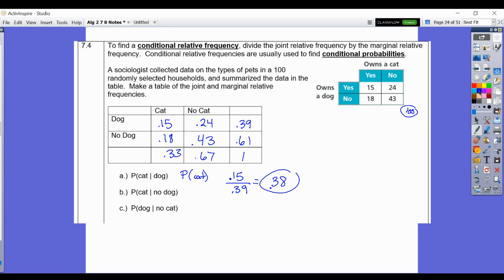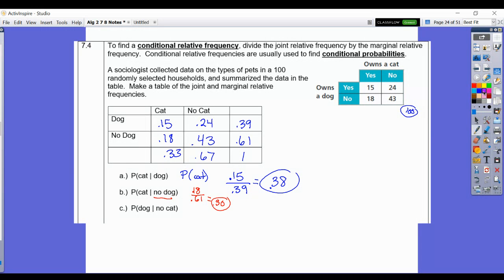All right, so for the next question, we want the probability of a cat given that no dog. So this is very similar. We're just using the other row. So we are given that there is no dog. The total will be 0.61. How many of those people have a cat is 0.18. So we divide 0.18 by 0.61 and we get 0.30.